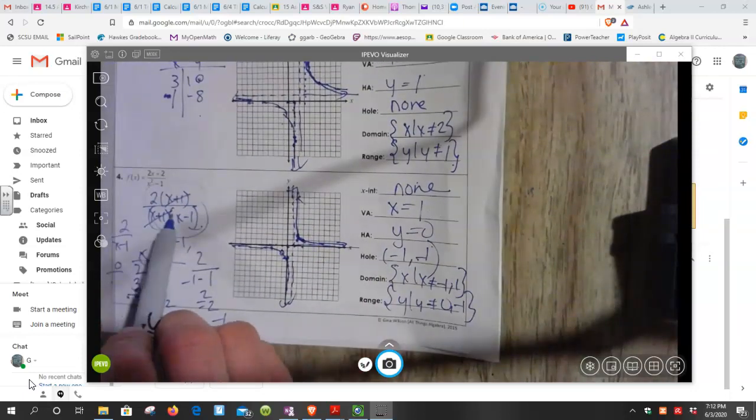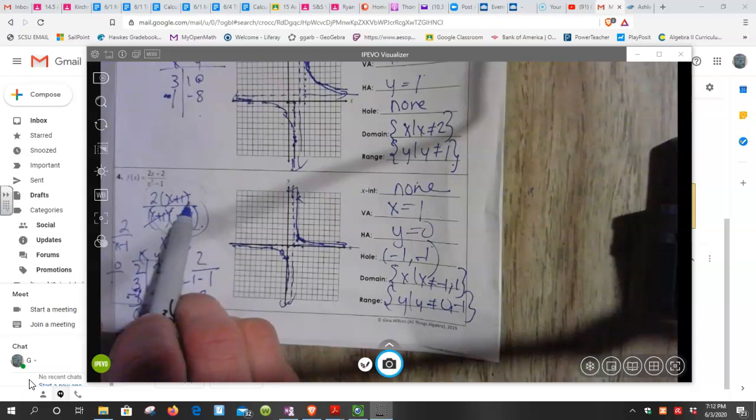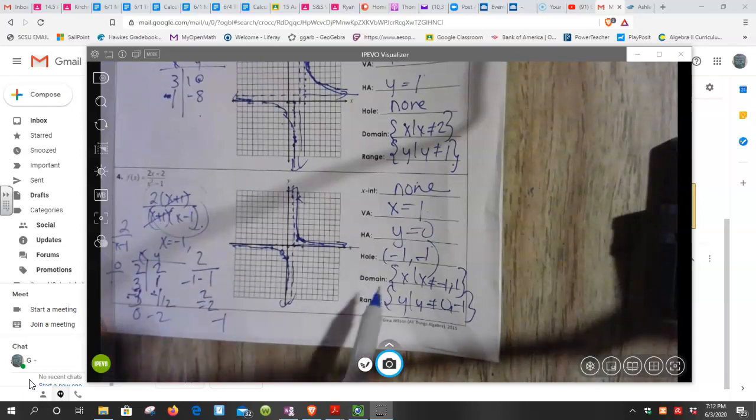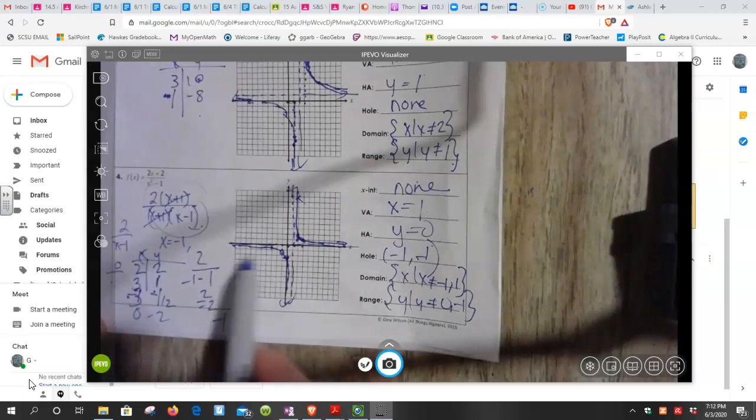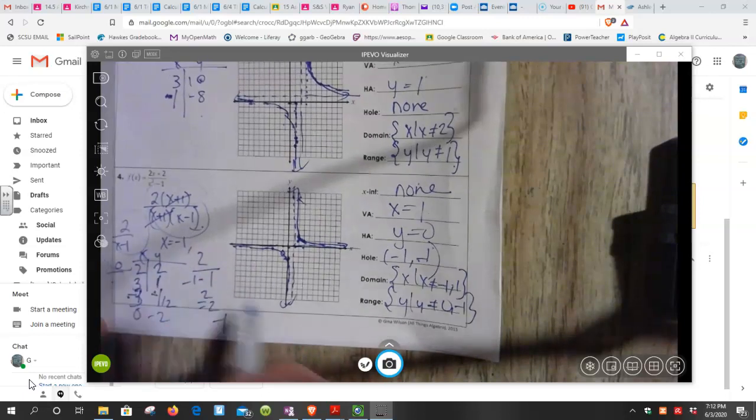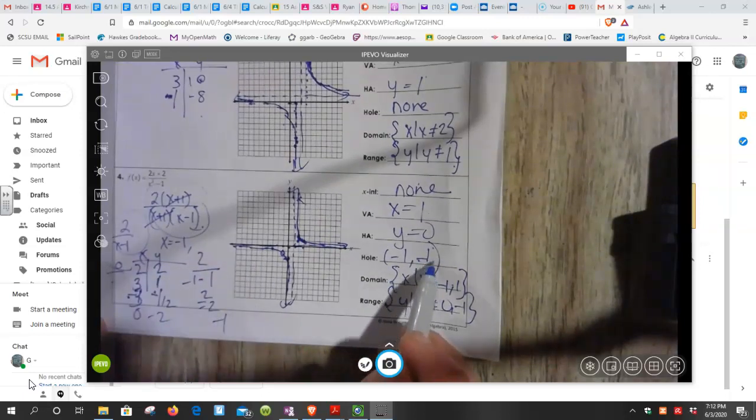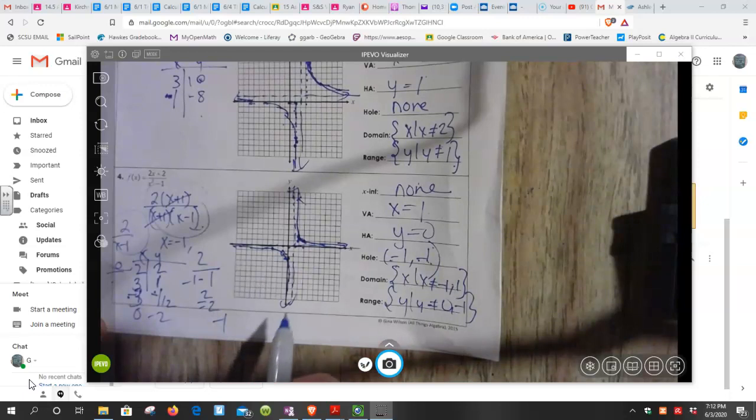Factor out these two expressions. You factor out x plus 1, which means it's -1. So -1 is the x value of the hole. You put -1 back into this, and you get -1 also. So it's (-1, -1), that's your hole.